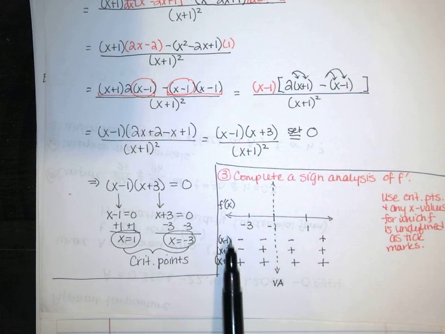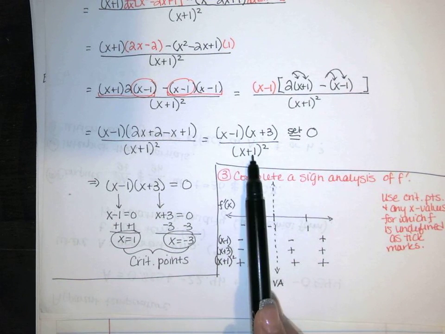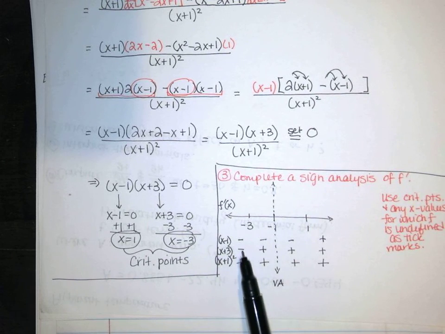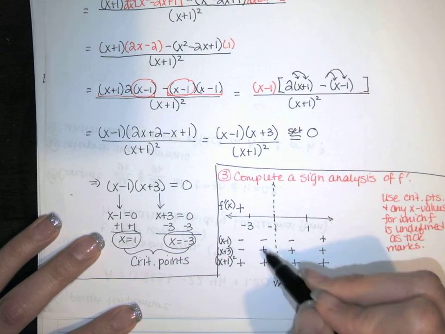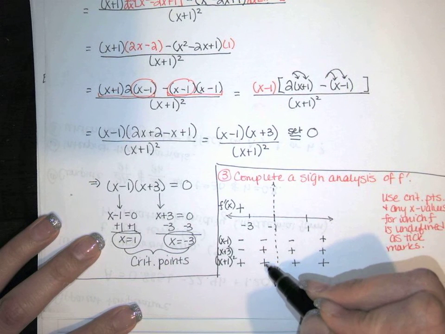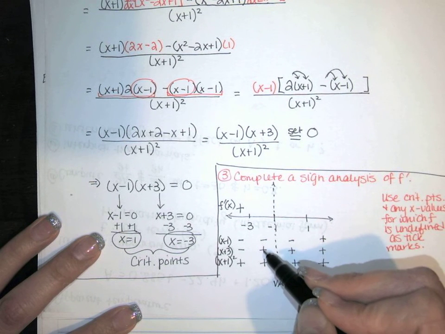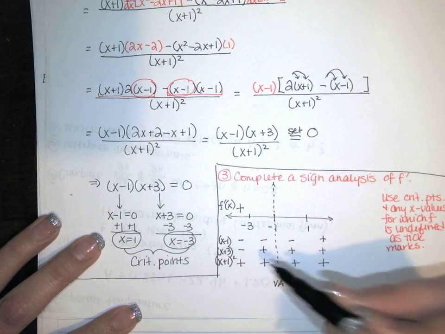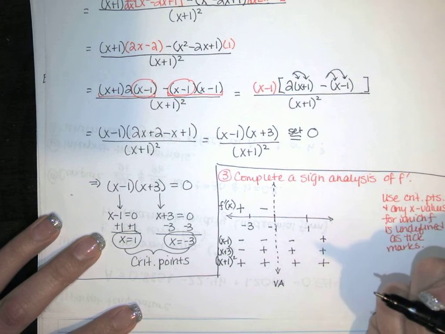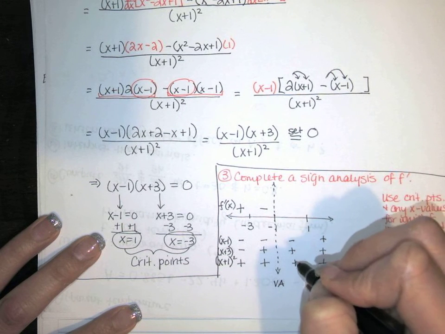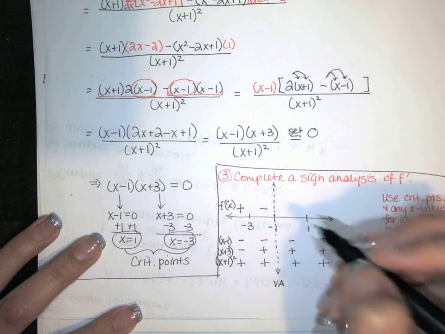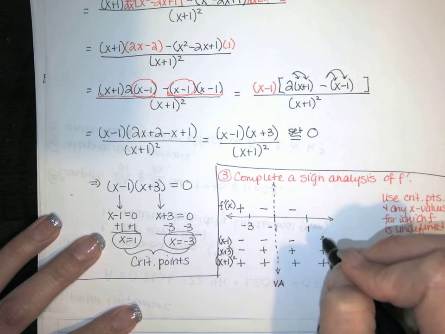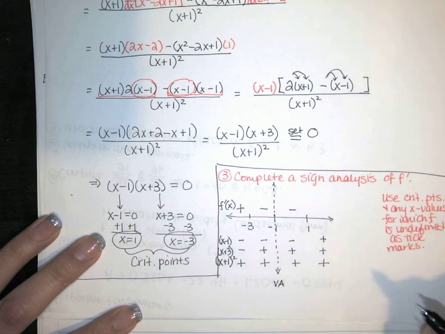Okay, f prime is this times this divided by this. So I've got a negative times a negative divided by a positive, so f prime is positive. Over here, I have a negative times a positive, that's negative. A negative divided by a positive is a negative. Then I've got a negative times a positive is a negative. A negative divided by a positive is a negative. And of course, multiply two positives and divide by a positive and you get a positive.